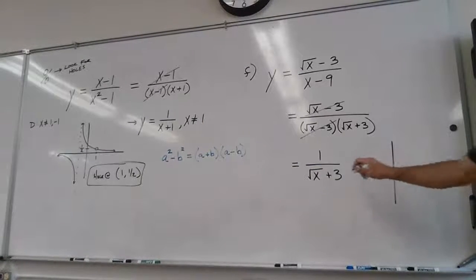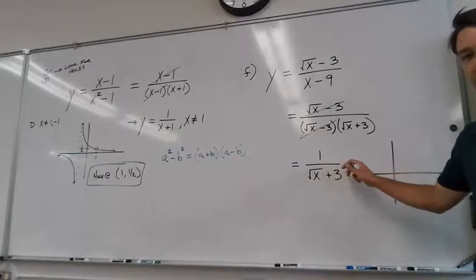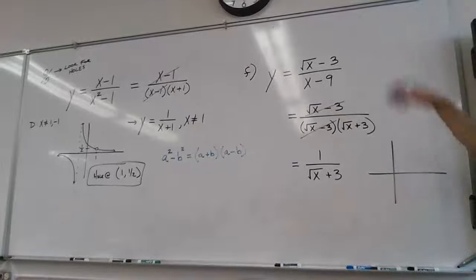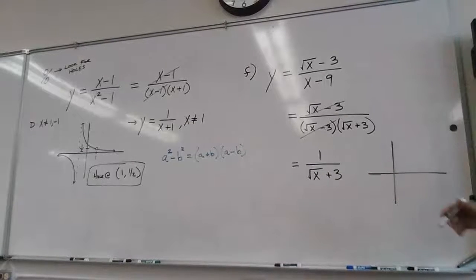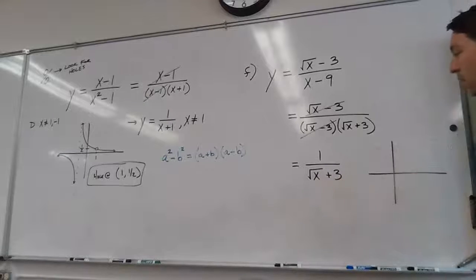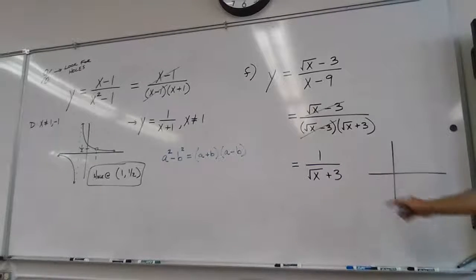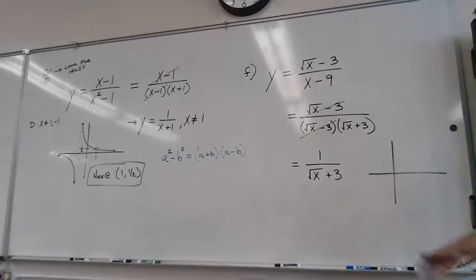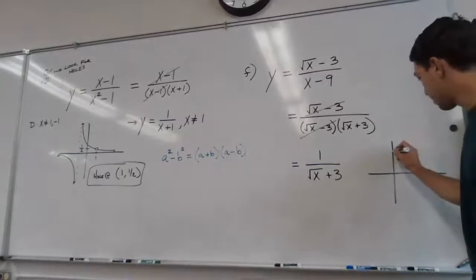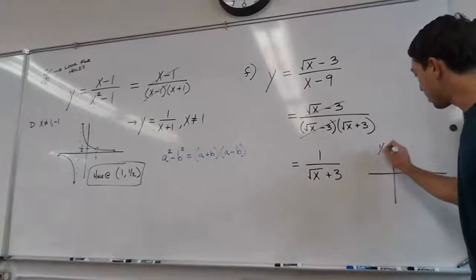That you might have been thinking of if that radical had extended over the 3, then it would have been the 1 over root x function shifted left 3. But anyway, what you do to graph this is you say, well, let's say x was 0. That's the smallest value x is allowed to be, right? What's the y value? 1/3.